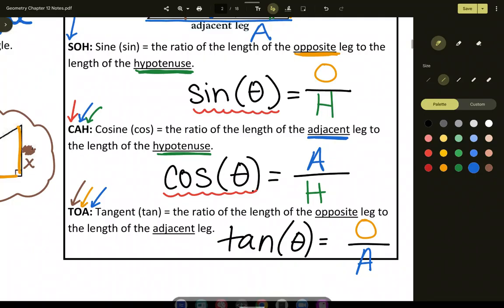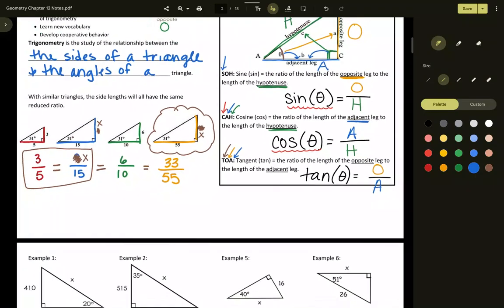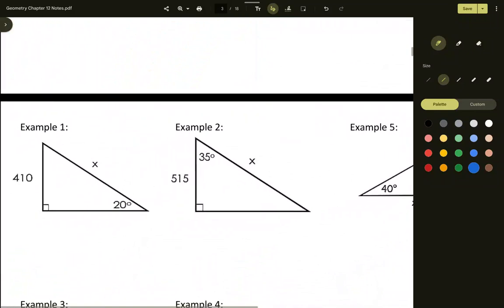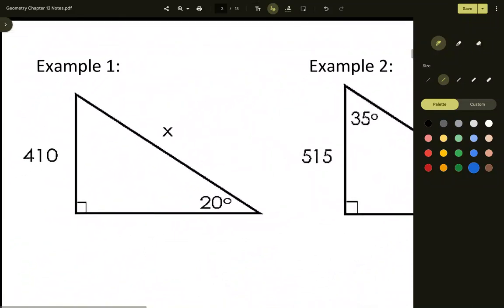All right, I'm going to jump back to our notes here. Let's go to our first example on the next page. And on this first example, the first thing we want to do is set it up using the abbreviation SOHCAHTOA. So we're going to have to label the parts that we currently have. We're not going to label everything.